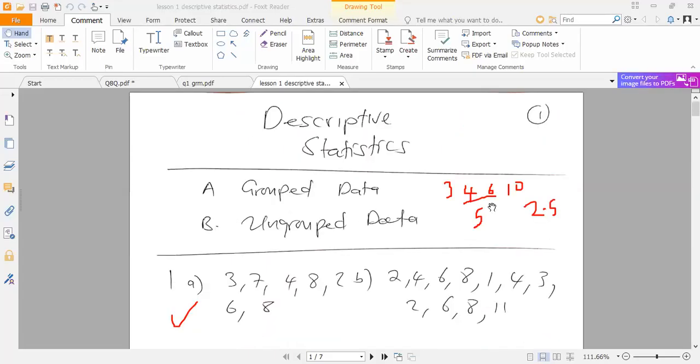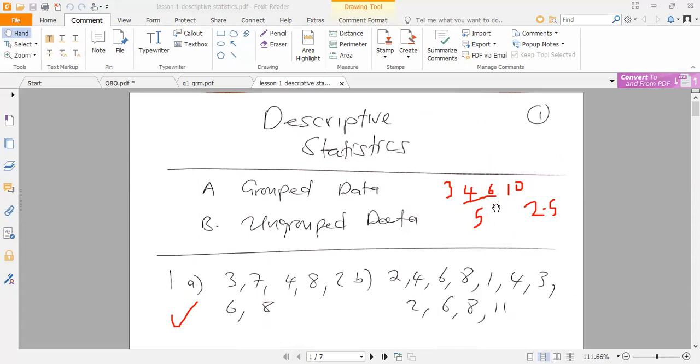Welcome to our class in quantitative methods. In this class, we're going to discuss a number of topics. Our first and easiest topic is descriptive statistics. We're going to look at grouped data and ungrouped data.